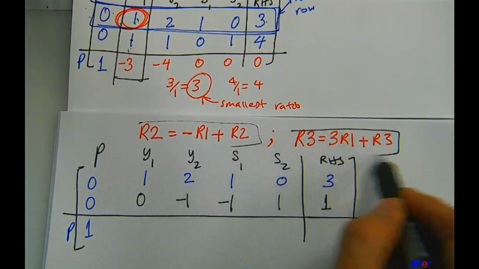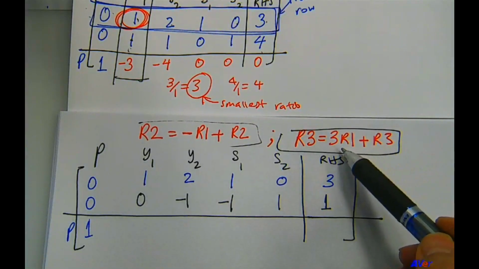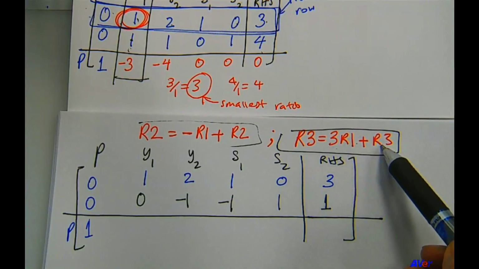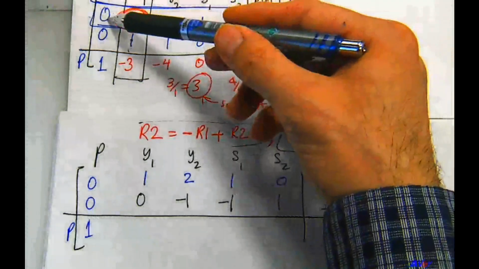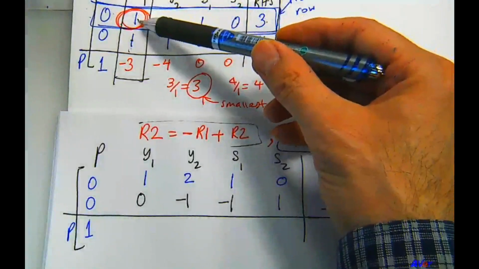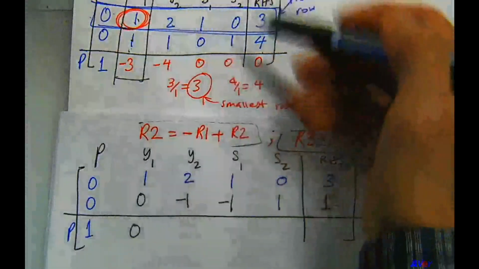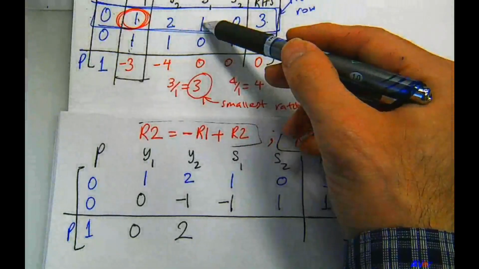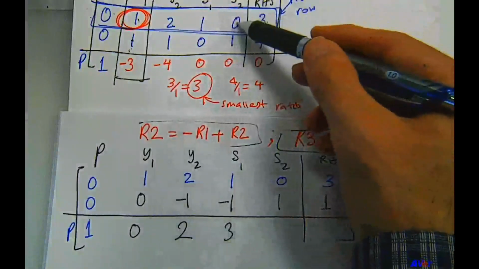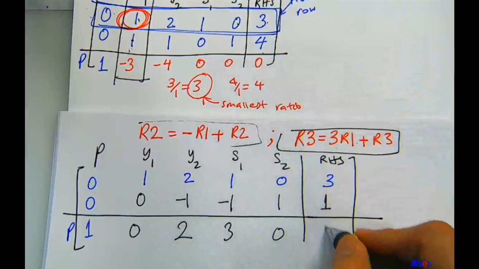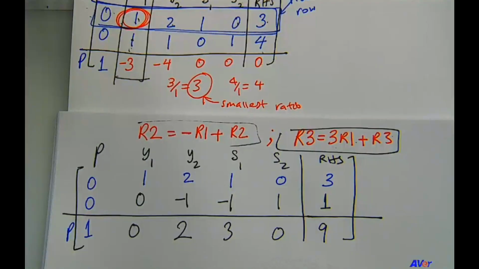So let's do this row operation next. This is telling us to multiply the first row by 3 and add it to row 3. So 3 times 0 is 0, plus 1, 1. We already have it. 3 times 1 is 3, plus -3, 0. 3 times 2 is 6, plus -4, that's positive 2. 3 times 1 is 3, plus 0 is 3. 3 times 0 is 0, plus 0 is 0. 3 times 3 is 9, plus 0 is 9. Okay, look at this. We've already found the final tableau.